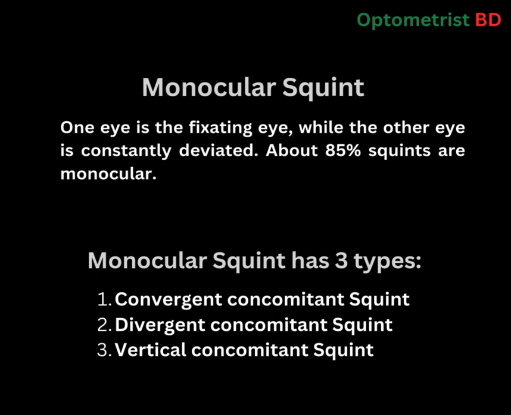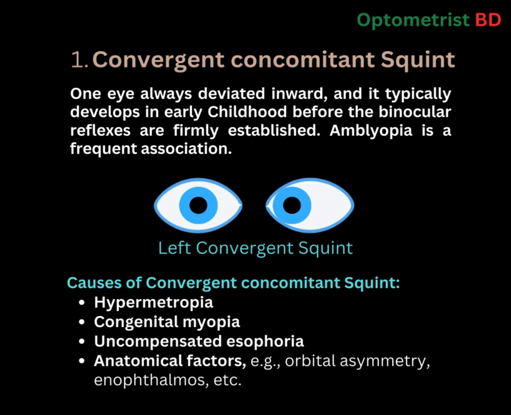Monocular squint has three types. 1. Convergent concomitant squint. 2. Divergent concomitant squint. 3. Vertical concomitant squint. Convergent concomitant squint. One eye always deviated inward, and it typically develops in early childhood before the binocular reflexes are firmly established. Amblyopia is a frequent association. Causes of convergent concomitant squint: hypermetropia, congenital myopia, uncompensated esophoria, anatomical factors, for example, orbital asymmetry, enophthalmos, etc.